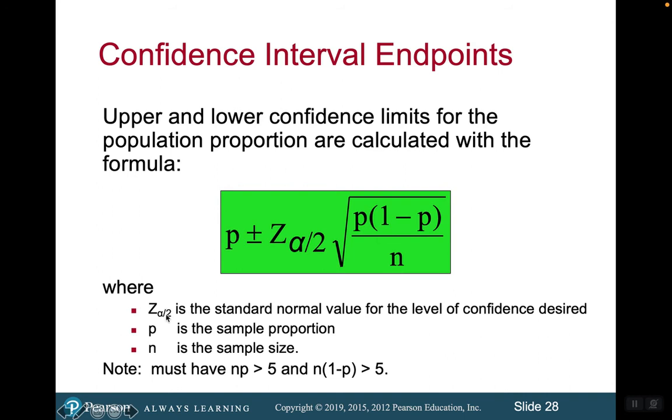We're using the z value, which is the standard normal value for the level of confidence desired. P is the sample proportion, and N is the sample size. So once again, we have an overall population of some unknown size. We take a sample of size N, and we calculate the proportion, which is P.